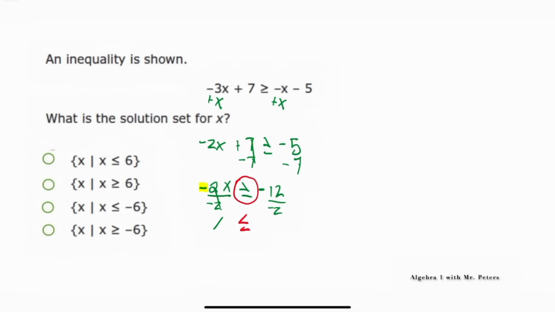So what we're going to have is x is now less than or equal to positive 6 because we divided a negative by a negative. And as a result, the answer choice is going to be A. Please don't forget this rule because they're definitely going to test you on it.